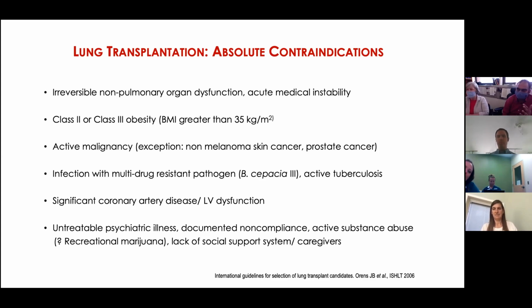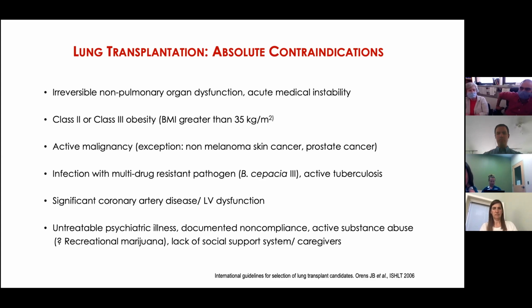So 30 to 35, if you have a patient with a BMI between 30 and 35, that's sort of a gray zone. But generally speaking, if you look around the country, for people with BMIs above 35, it's very hard to actually find a transplant center that will transplant them. The reason for this is related to the obvious practical issue of operating upon the chest.